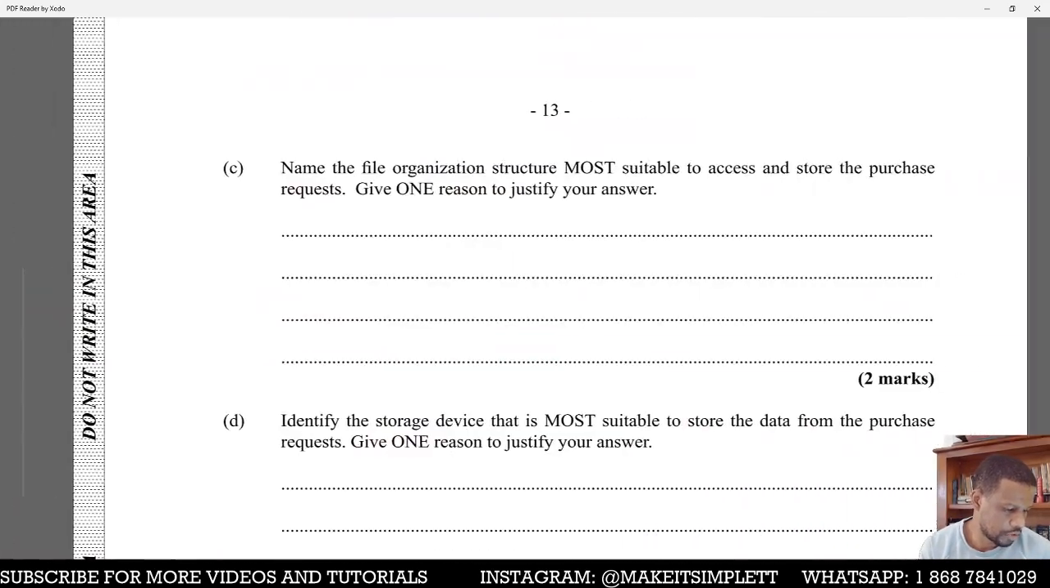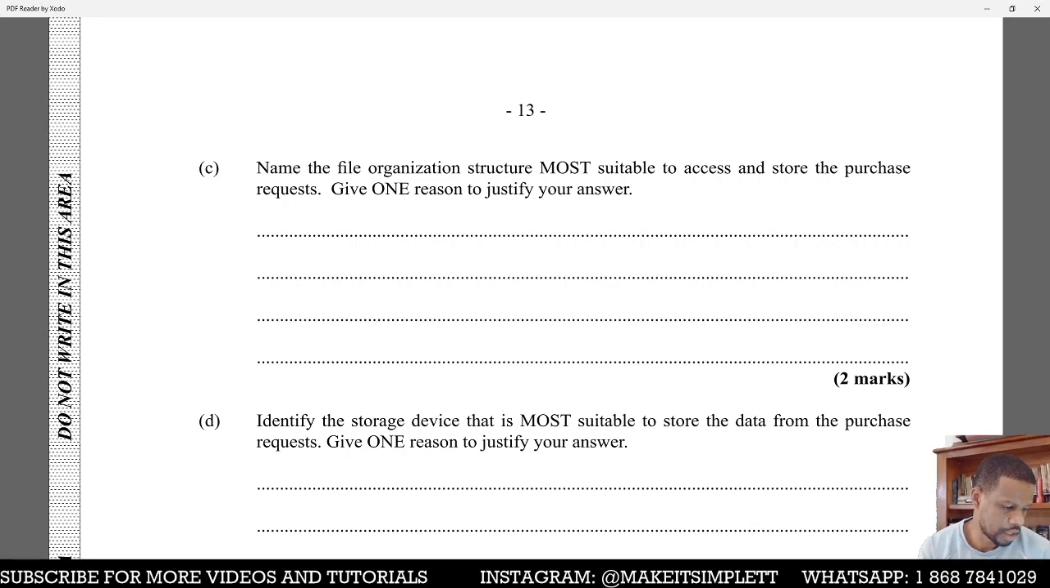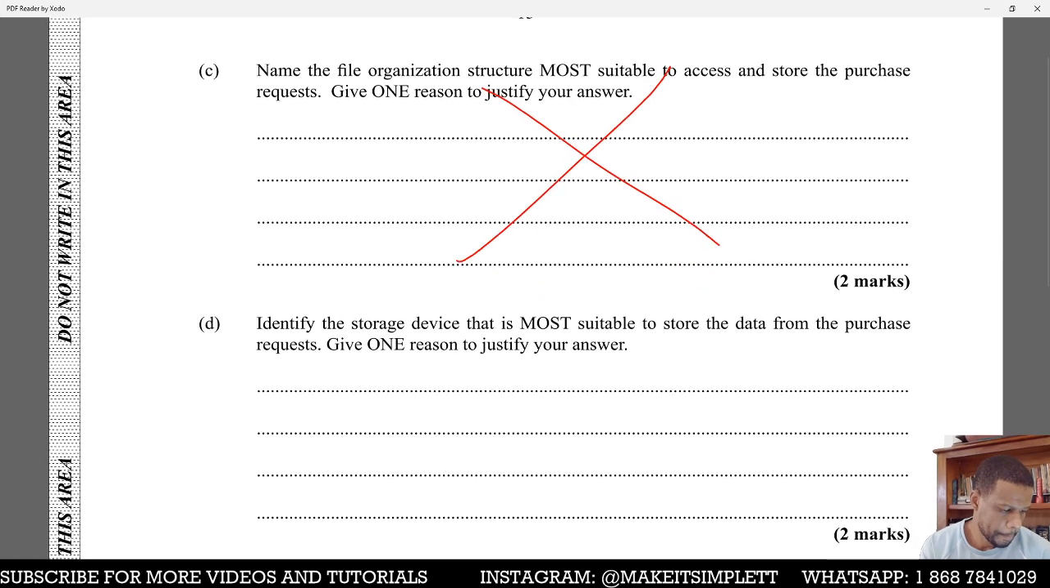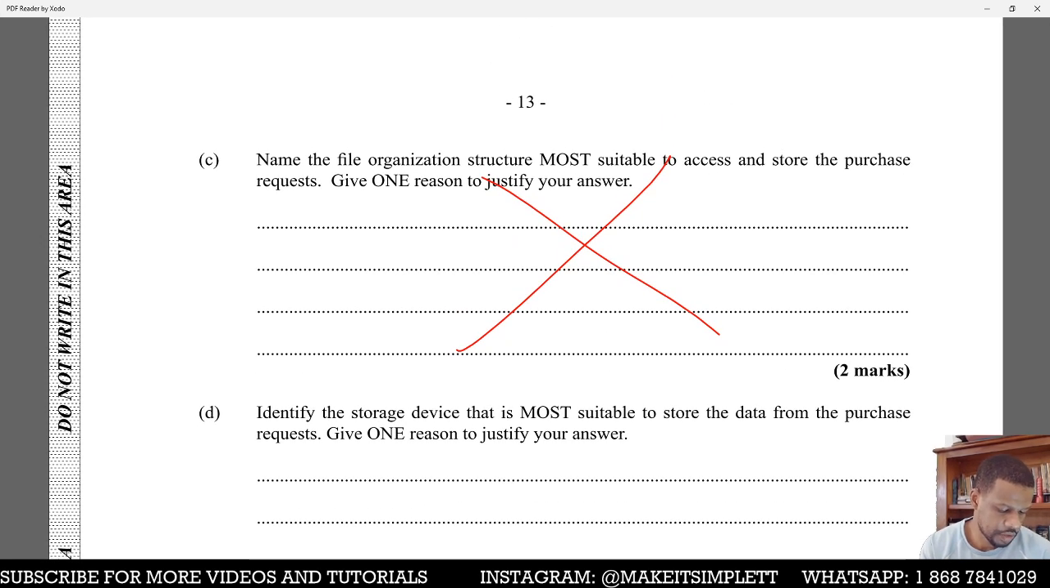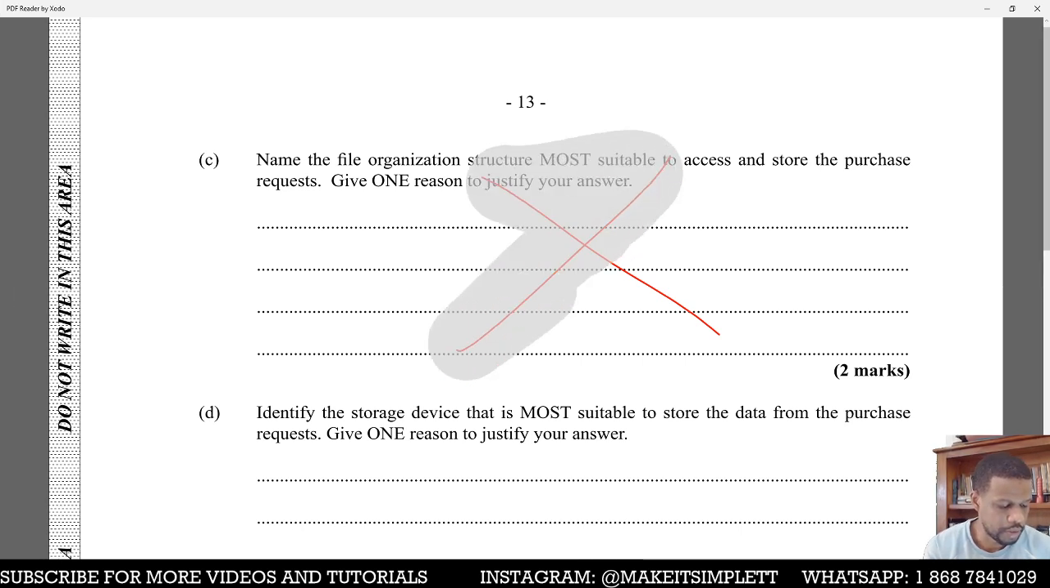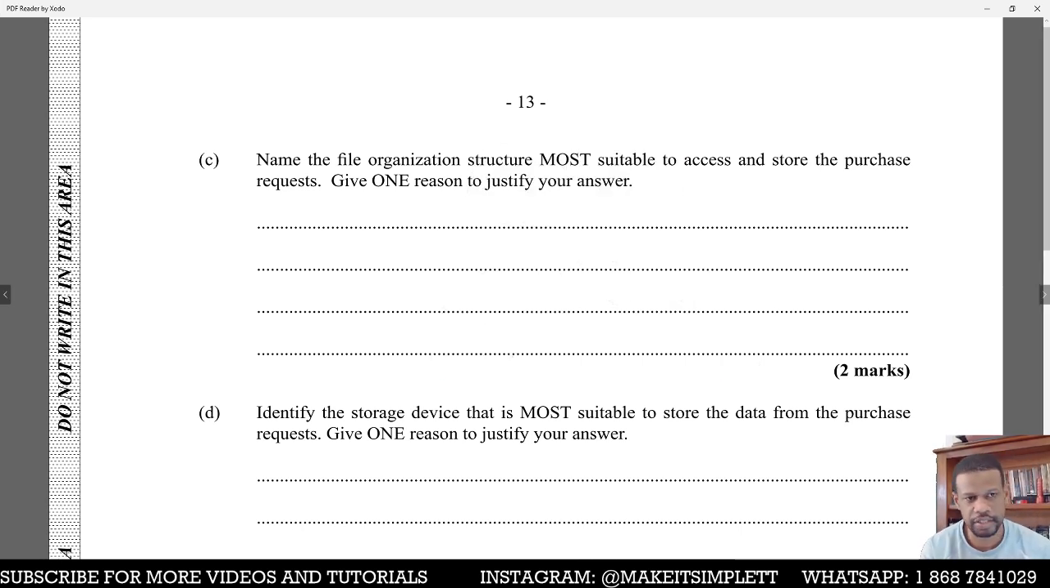Okay, name the file organization as most suitable. They don't have file organization anymore. I think they do. They have file organization index sequential. I'm not too sure, but we'll answer it still. Because I think this is not part of the file organization, it's part of the database section now, I believe. If I remember correctly, but I can't remember exactly. And the most suitable file organization would be serial.